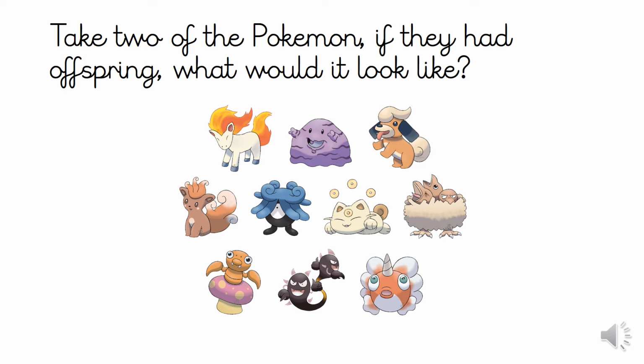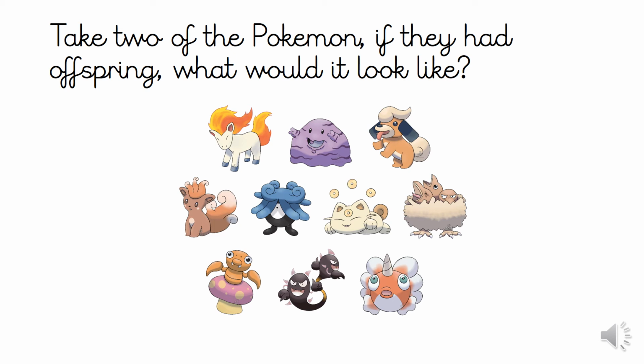Let's imagine we take the top left one, the horse with the flaming mane, and the purple blob in the middle. Imagine if they had babies together, what would it look like? It might be a purple horse. It might be a purple blob, but with a flaming mane or a flaming tail. It will take qualities from both. So when you've finished your work, we should be able to look at your Poke Baby and think, oh, I know exactly which parents that came from.